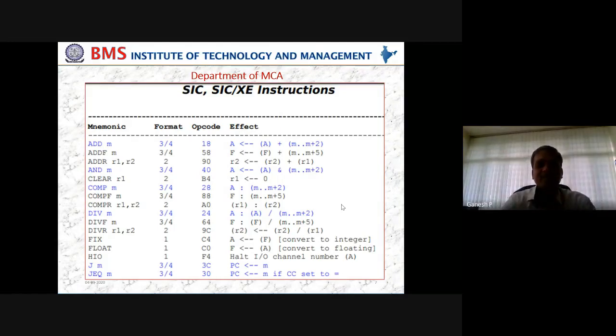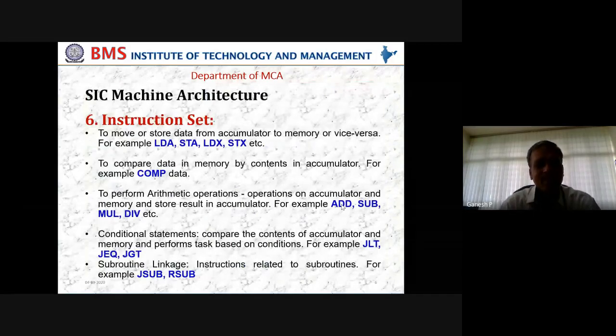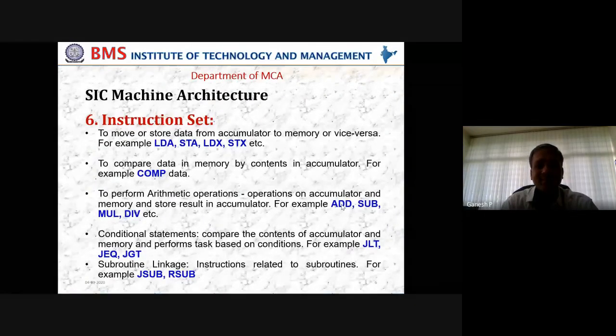But here we have listed in general the type of instructions that are available in both SIC or SICXE. This is just to give an idea how an instruction looks like. Probably in the next class, I will show you the actual appendix of SIC and SICXE, which we require for writing the programs. But otherwise, just keep in mind at this point, SIC being a simple architecture, it has very few instructions that support the basic computations in a SIC architecture.